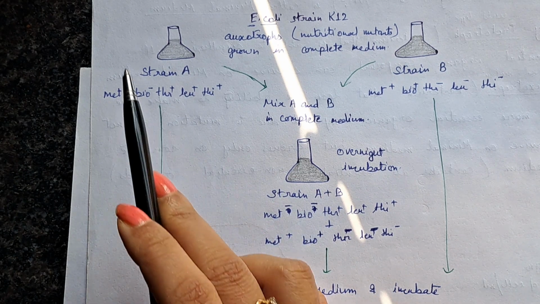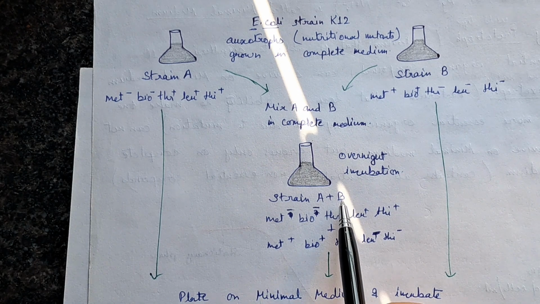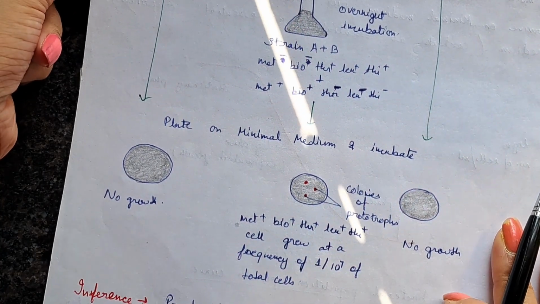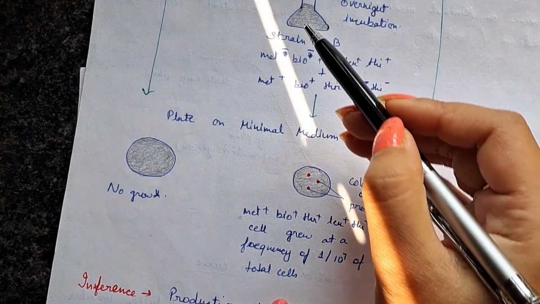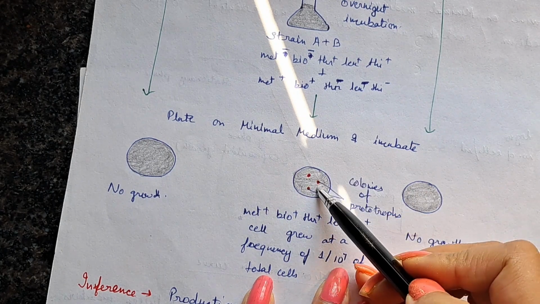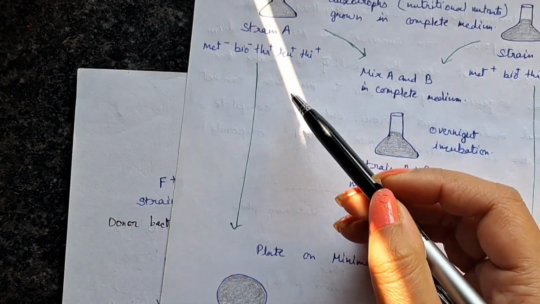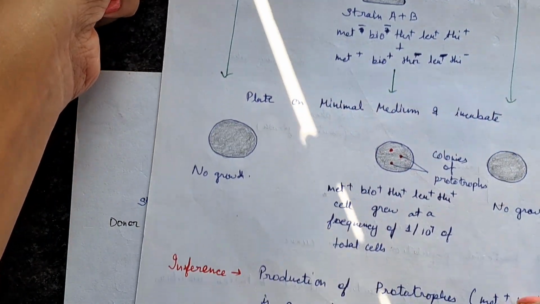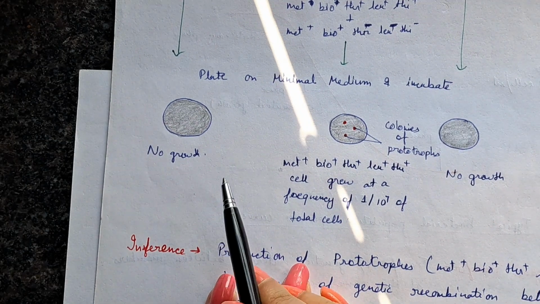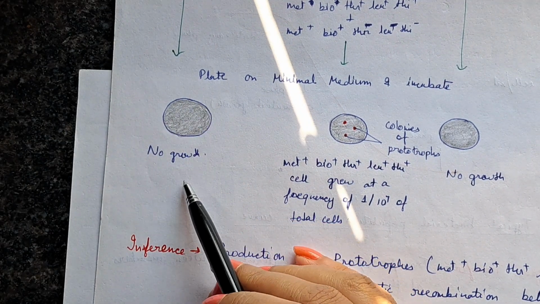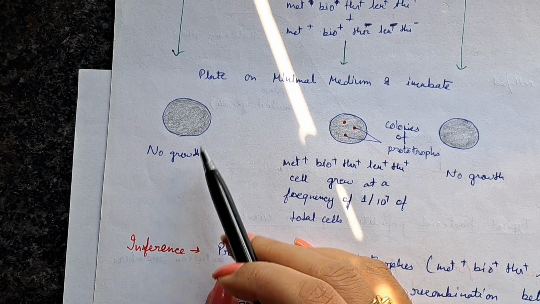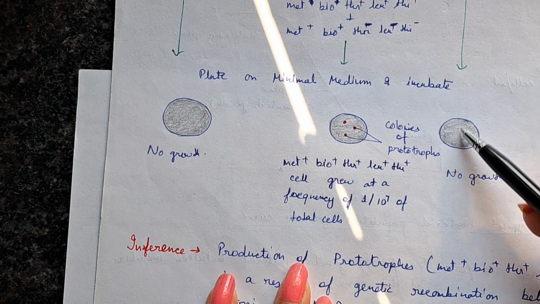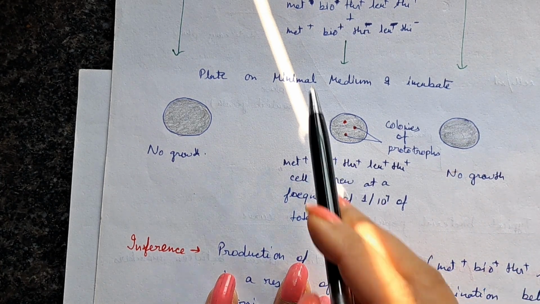I have written the same thing here, strain A and strain B. After we incubate overnight, we take this and put it into minimal media. Again from strain A also we take it and put it into minimal media, and from strain B also we put it into minimal media. When we put it into the minimal media, we see that there is no growth. Why is there no growth? Because it is an auxotroph and certain things are missing, so it did not grow. Here also, in strain B, few things were missing, so there is no growth. But here, what happened?